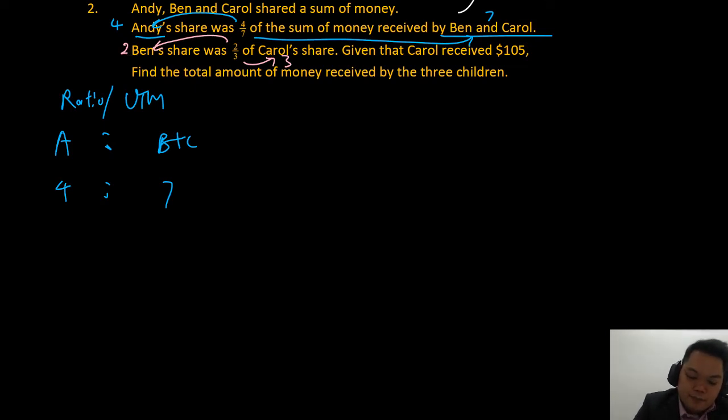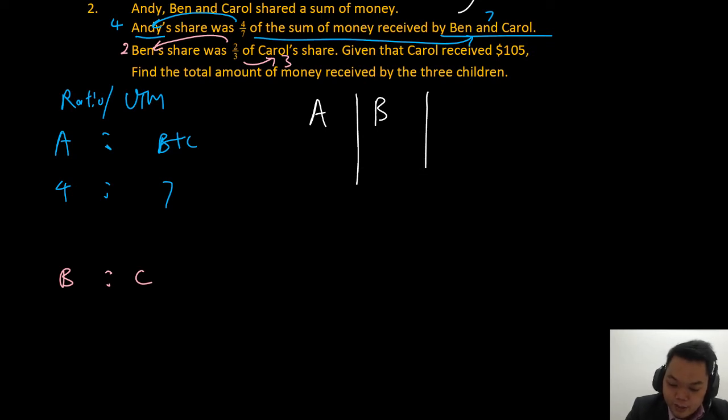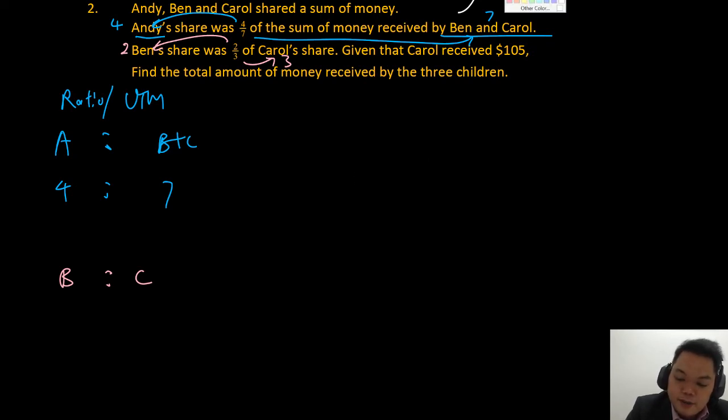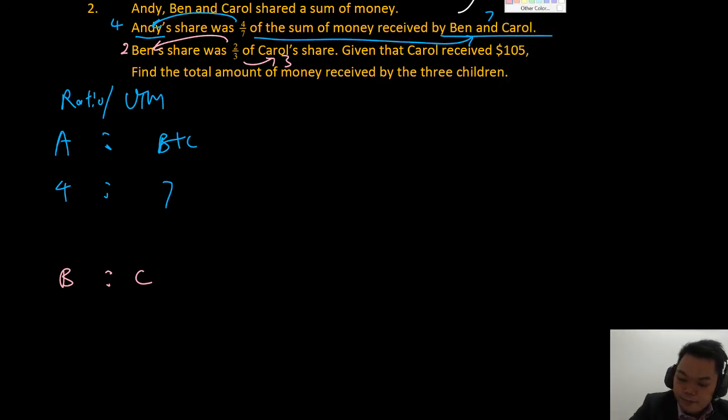And at the same time, Ben's share was two-thirds that of Carol's share. So list out all the information separately first, because if you try to do it in a very gridlock manner, you will find yourself getting kind of stuck sometimes. Don't take my word for it, go and experiment with it. Then you will understand why I say what I'm saying. So B and C, the ratio is 2:3.